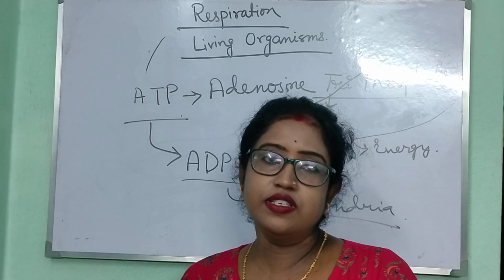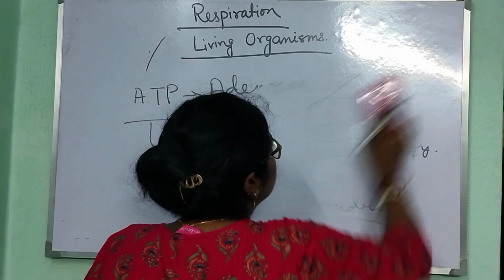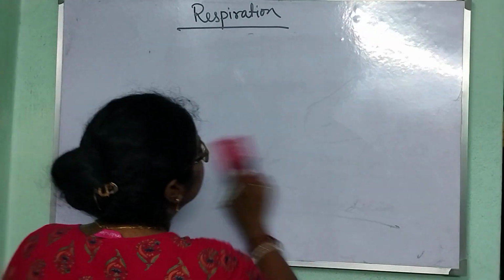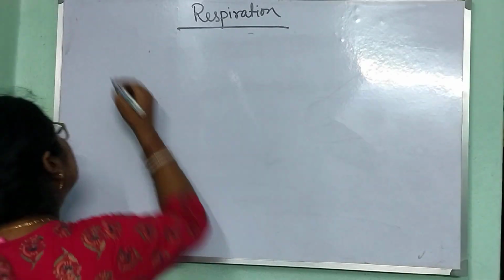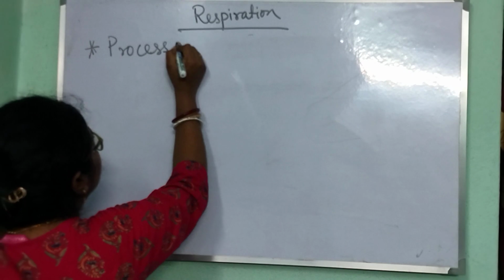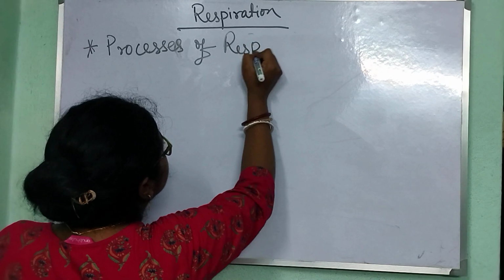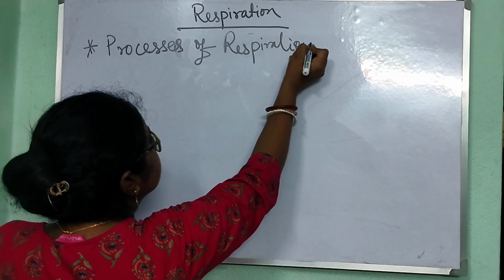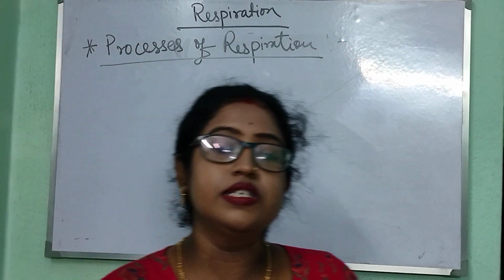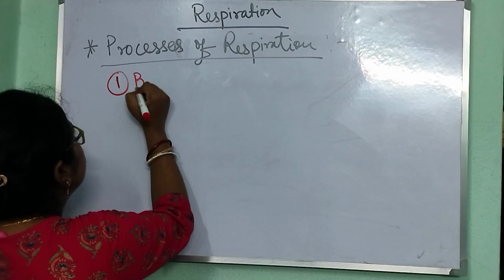Next, we will discuss the process of respiration in living organisms. If we talk about the process of respiration, then it includes four different processes. So, our next topic is processes of respiration. The very first process of respiration is breathing.